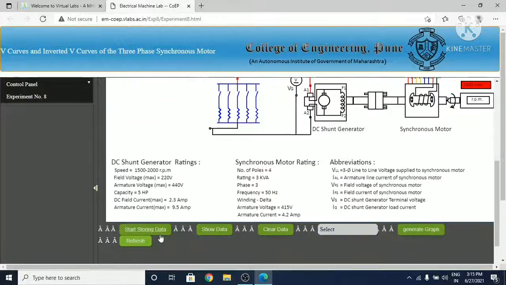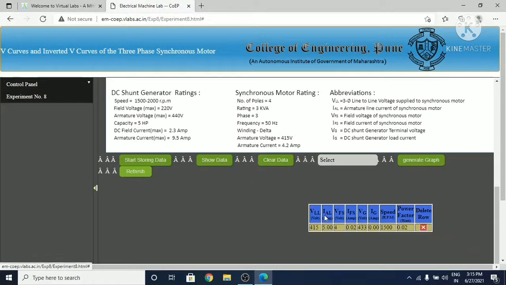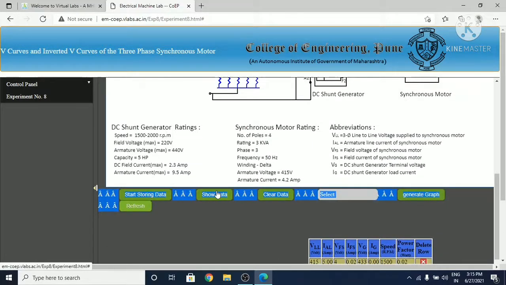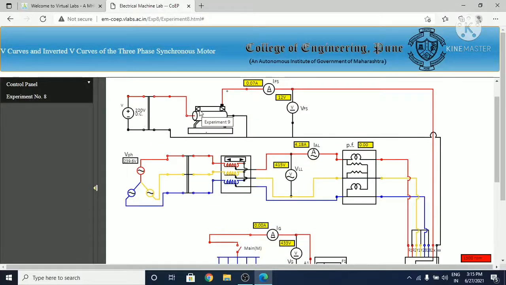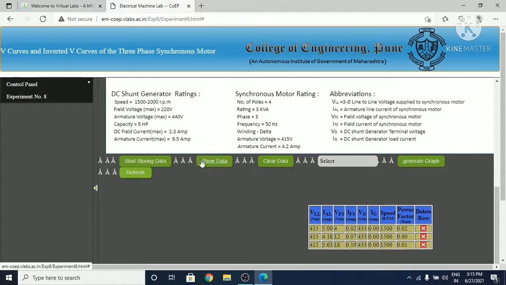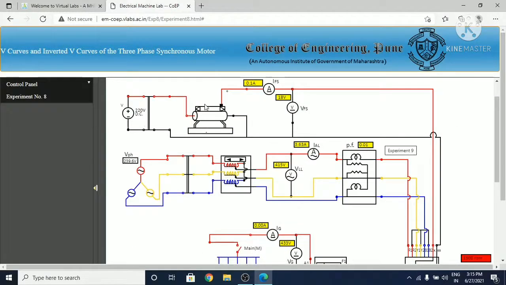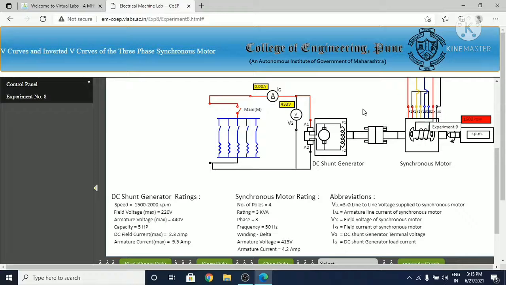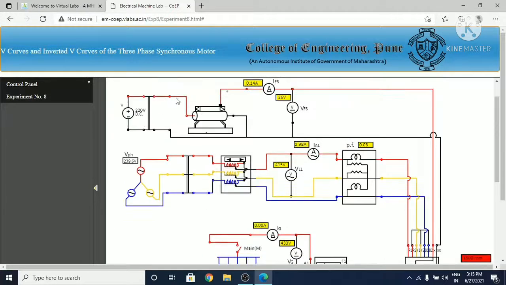For showing the graph, I am just storing the data. I keep on increasing the current for reference and to store the data. At every point you noticed that the stator current reduces and the power factor increases. Also please note that the synchronous motor operates under the no load condition; we are not adding any load to it. I keep on increasing the current.